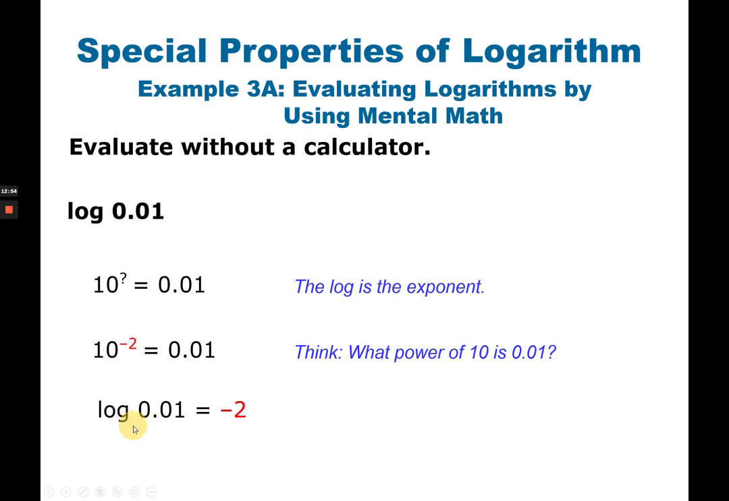It is assumed that the base is 10 if there is no number written. It's just like if there's no number in front of a variable, it means there's 1. If there is no base on your logarithm, it means 10. Okay?